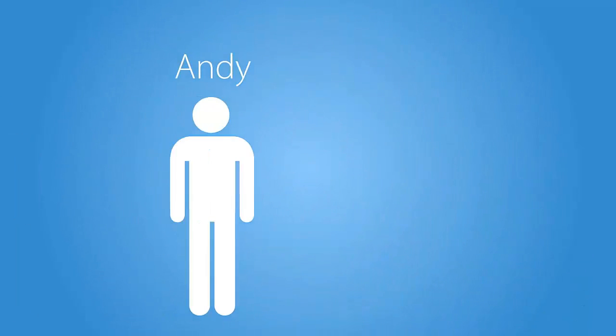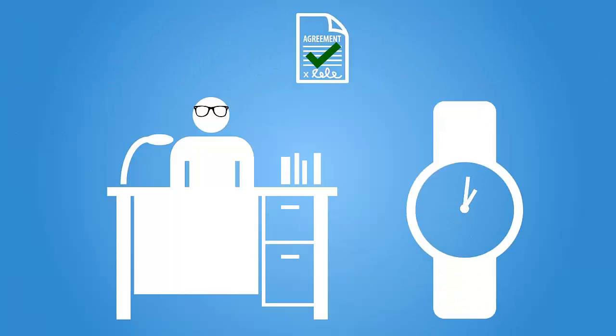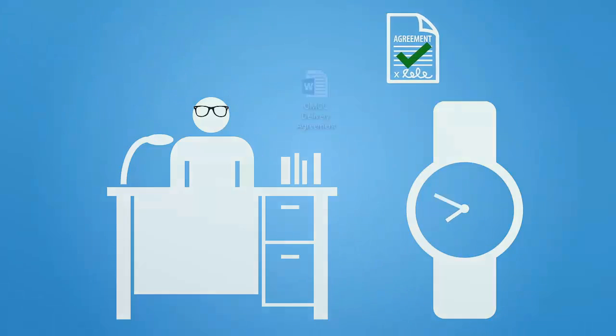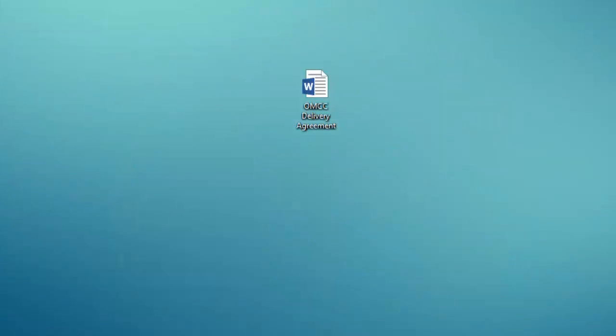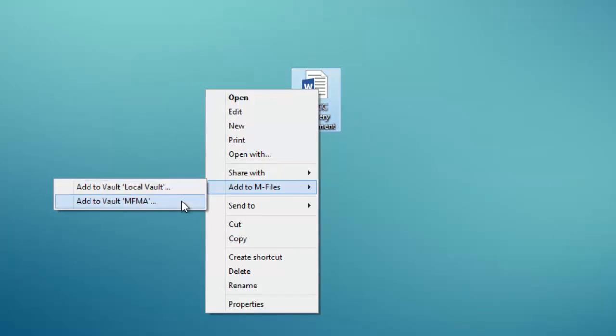Andy works in the legal department at his company. He's in charge of reviewing all delivery agreements before they're accepted and signed. Manually monitoring that process to make sure everything gets done is tedious and time-consuming. In M-Files, workflows are set up for common tasks like approving those agreements. John in sales saves a delivery agreement to M-Files.